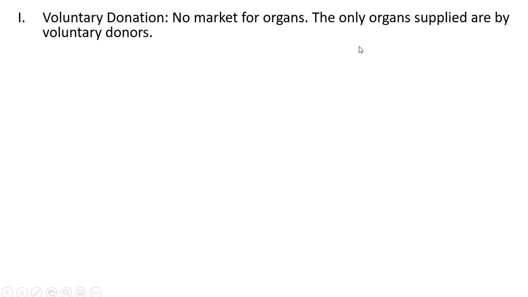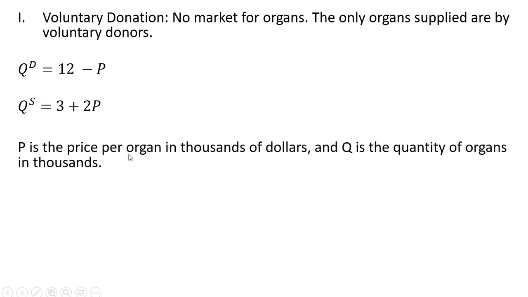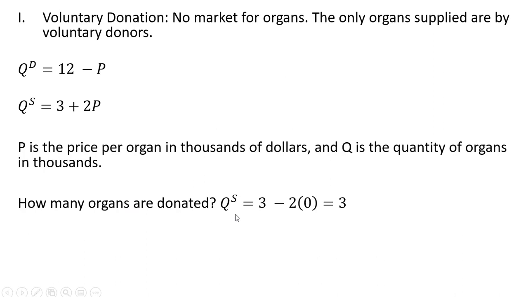The only organs supplied are by voluntary donors. Here's the quantity demanded of organs, and here's the quantity supplied. P is the price per organ in thousands of dollars, and Q is the quantity of organs in thousands. How many organs are donated? Well, the price is zero. There is no selling of organs here. People cannot sell their organs. So the price is set at zero, basically a price ceiling at zero. So plugging zero into the supply equation, we see that 3,000 organs will be donated.